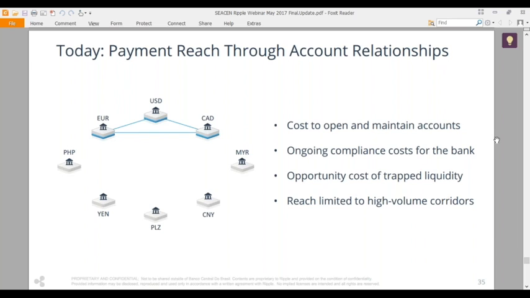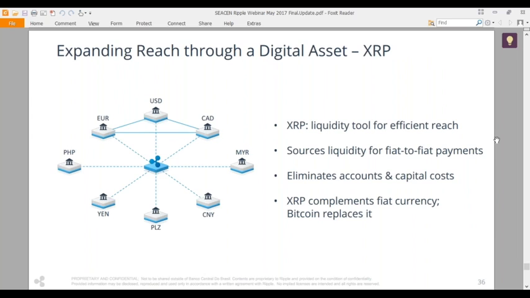So we know that's a limit that exists today in traditional networks. It will also exist on Ripple. But we're thinking through how do we solve that. We've taken a digital asset, often referred to as a virtual currency, called XRP. XRP is used as a liquidity tool between banks to enable immediate reach for liquidity between institutions.